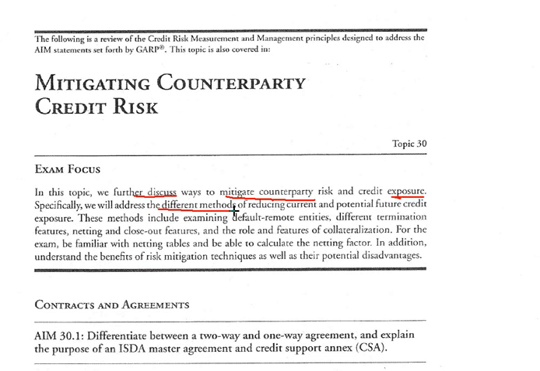We'll address the different methods of reducing the current and potential credit exposure. Here the methods will include examining default remote entities, different termination features, netting and close-out features, and the role and features of collateralization. So from the examination perspective, be familiar with the netting tables. We'll see what the netting tables are, and you should be able to compute the netting factors. Understand the benefit of risk mitigation techniques as well as the potential advantages.